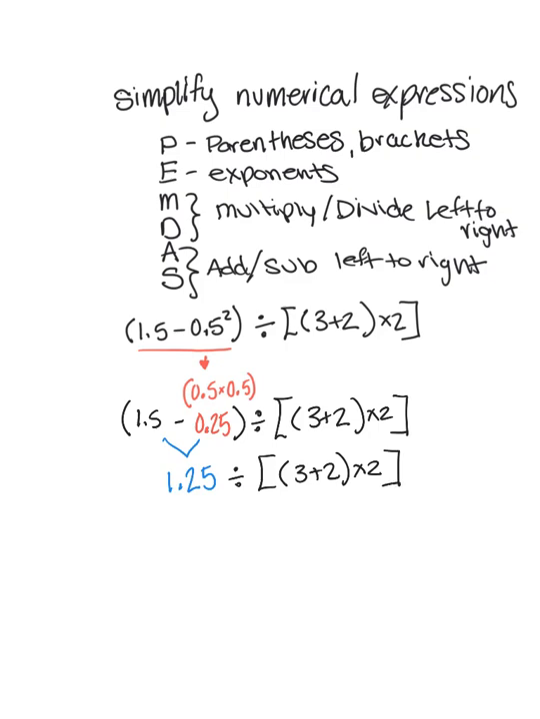Now, notice the first thing I did was parentheses, and I had to take care of the exponent. And I did everything inside of that parentheses. But now I have to go back. Each line, I have to look at the order of operations. So now I'm going back to parentheses. So now I have 3 plus 2, which is 5. And then again, I'm going to rewrite my problem.